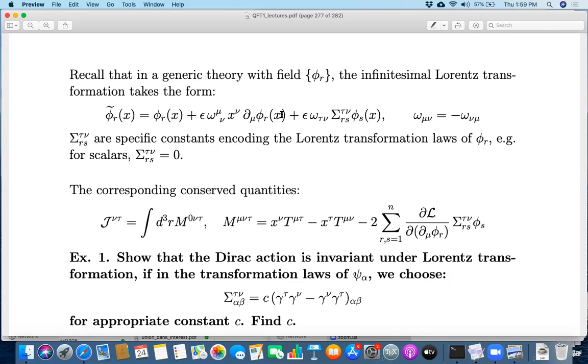So let me remind you of the notation. Omega was an antisymmetric matrix. This is the infinitesimal Lorentz transformation parameter. So epsilon is the infinitesimal parameter, and omega are the coefficients that multiply epsilon.